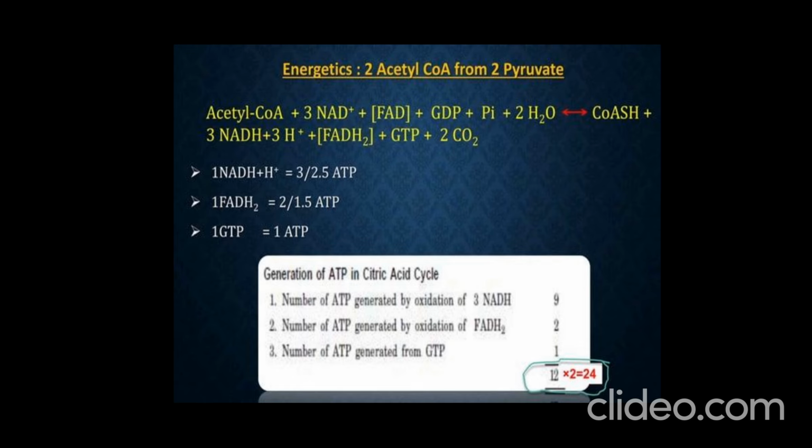Then we have already said that in energetics, for 2 pyruvate molecules, 2 acetyl CoA are formed. Therefore, the 12 molecules are for 1 acetyl CoA. So 12 plus 12, or 12 into 2, it is 24. The total ATP molecules formed in the citric acid cycle is 24.